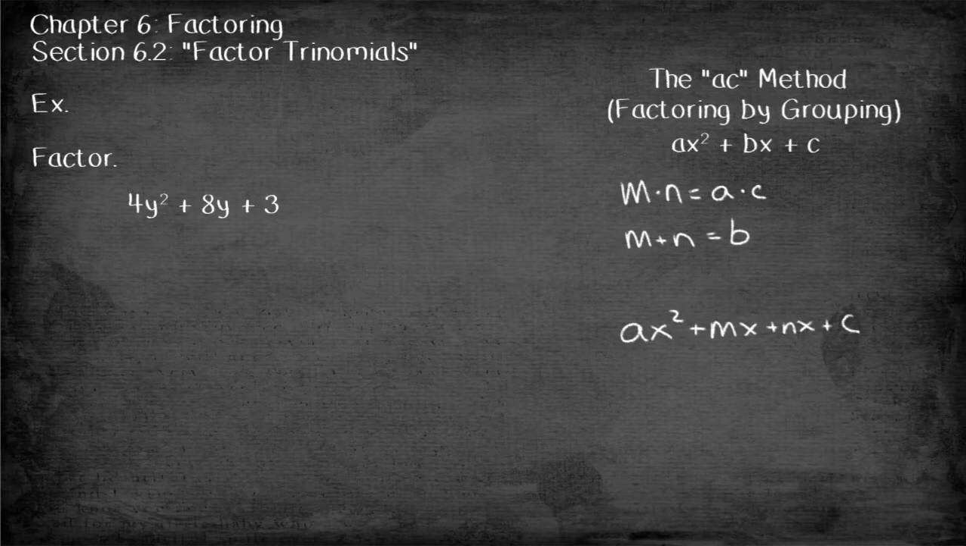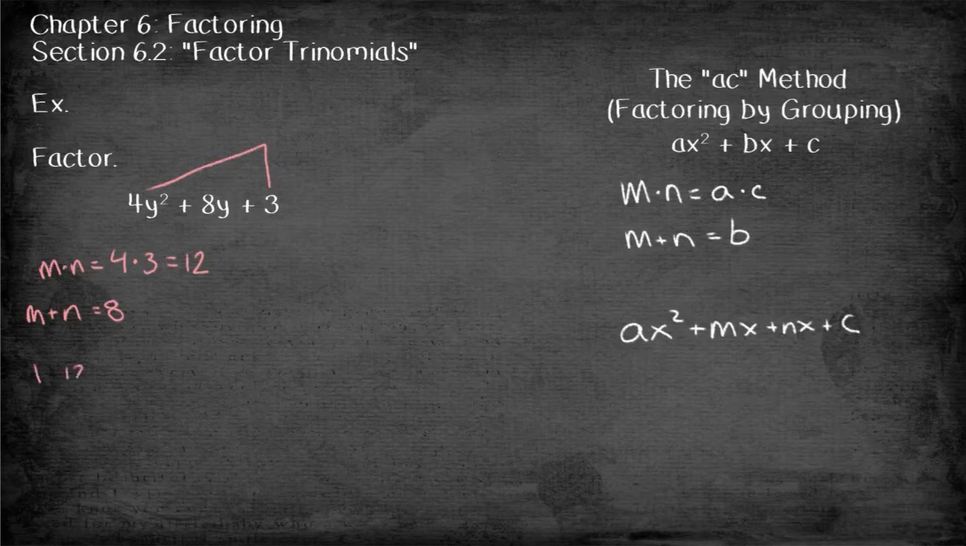Okay. So a and c are there. So I want m times n to be equal to 4 times 3, which is 12. And I want m plus n to be equal to 8. Let's see, for factors of 12, I have 1 and 12, 2 and 6, 3 and 4. 2 and 6 will work. So this is equal to 4y squared plus 2y plus 6y plus 3.